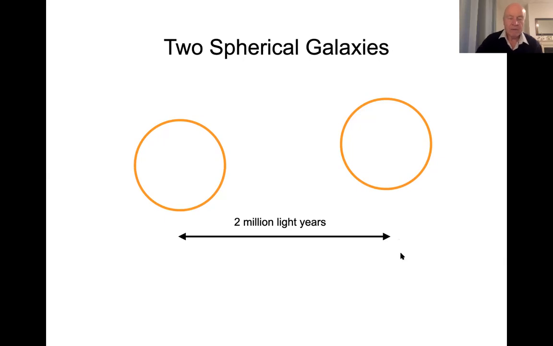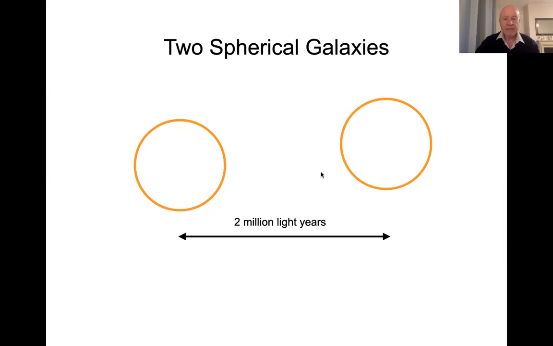And we're going to examine what would happen over time to the shape and movement of these two spherical galaxies under the effect of the expansion of space and the acceleration due to gravity between these two spherical regions.